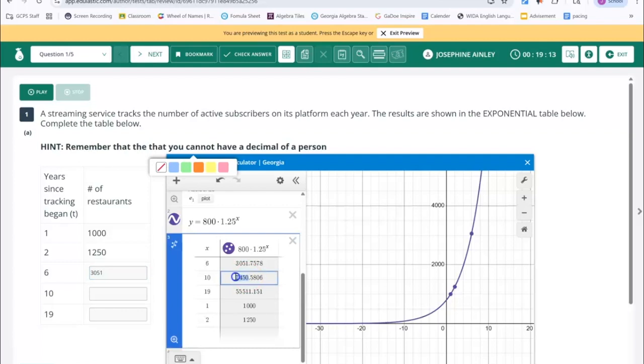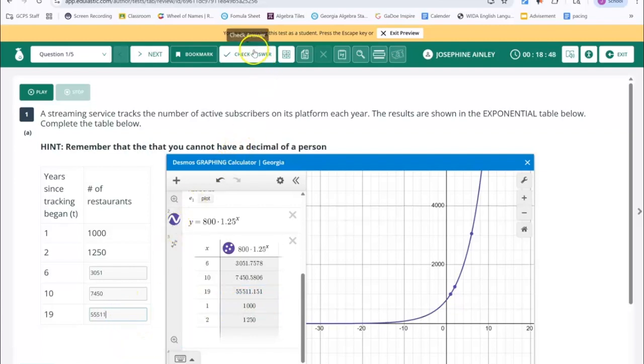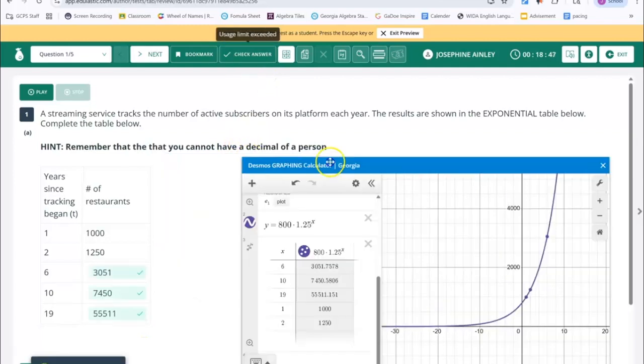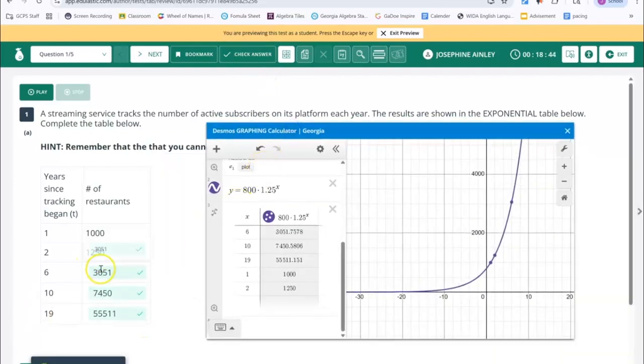In this case, when I have 10 years, I have 7,450 because I cannot use 0.5 of a person and say that I have a full person and round it up. So I must use what I currently have, which is 7,450. On 19 as well, I cannot use anything past the decimal. So I have 55,511. If you're checking your answers, how does it tell you if you're right? Okay, boom, I'm right.